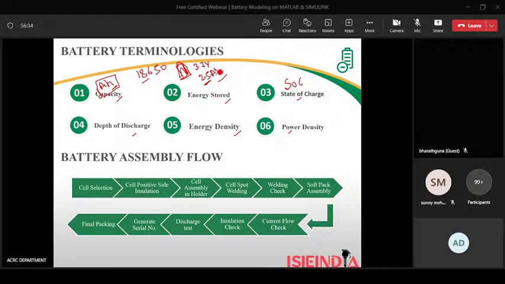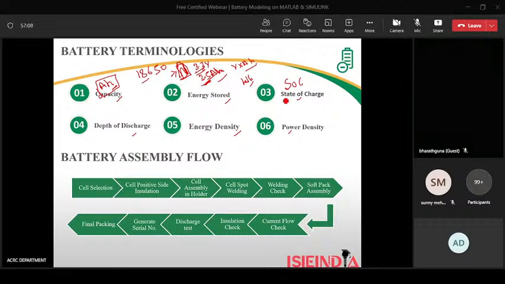Now the second one is the energy stored. This one is V, voltage, and this one is A. If I multiply V into A into H, it will be energy, like V into A is watt and Ah is energy. So if we multiply these two, we will get the energy stored of a single cell, like of this 18650 battery. How much energy is stored in this battery, I can get that.